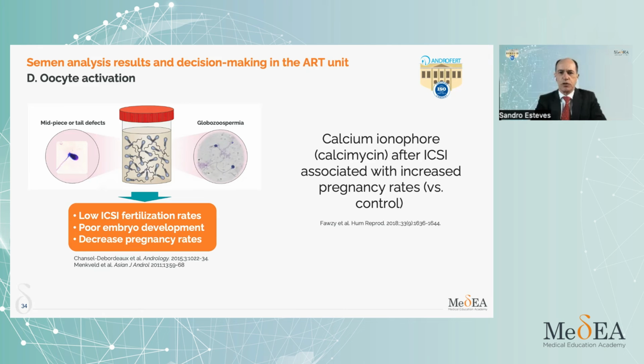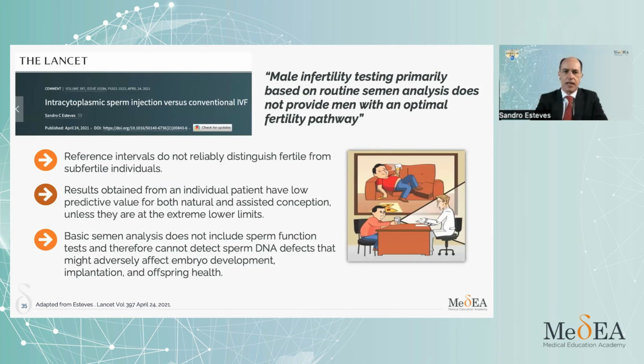This strategy has been shown to improve pregnancy rates potentially in couples whose male partners have these abnormalities detected on a semen analysis. But although the results of semen analysis might be helpful for better decision-making in the ART unit, what is essential to discuss is that, unfortunately, the male partner is often overlooked in the evaluation and treatment of infertility. A semen analysis is frequently the only test to assess a man's fertility potential.